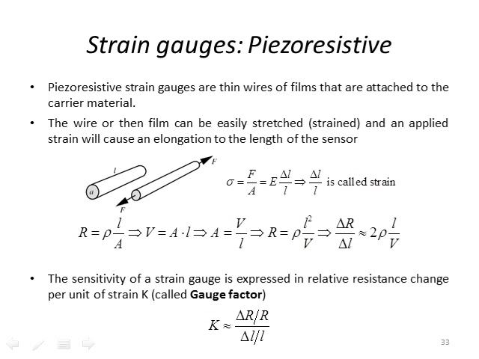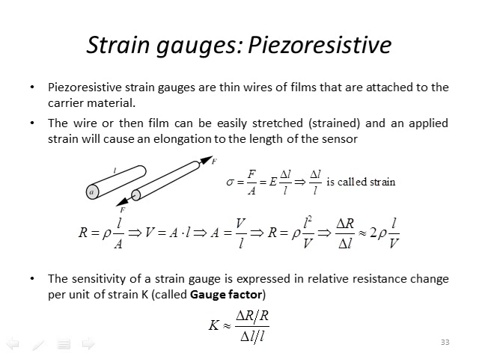Moving on to piezoresistive sensors and strain gauges, we will have an example like this on the exam, so please do pay attention to it. Piezo gauges are thin wires or films that are attached to a particular carrier material. The wire or film can easily be stretched or strained, and an applied strain will cause an elongation to the length of the sensor.